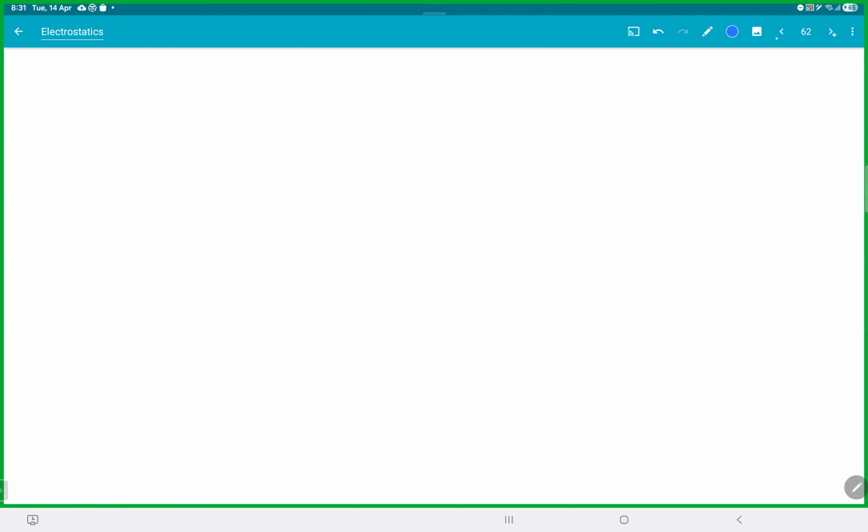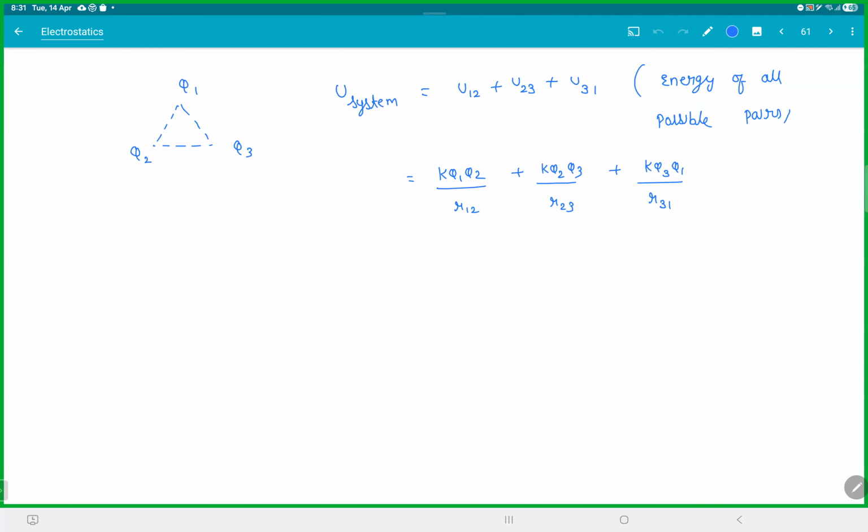And what if you have multiple charges, q1, q2, q3? Then you take the energy of all possible pairs. If there are three charges, then it is 3C2. If it is four, then it is 4C2, and so on. So let's do one question before going ahead.